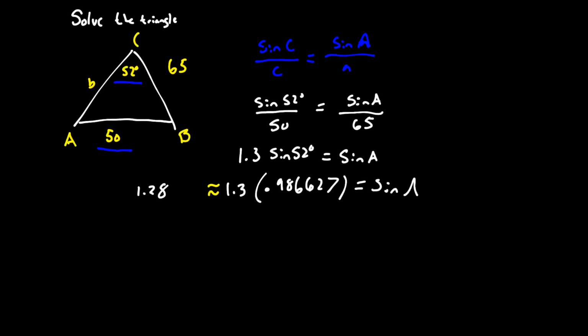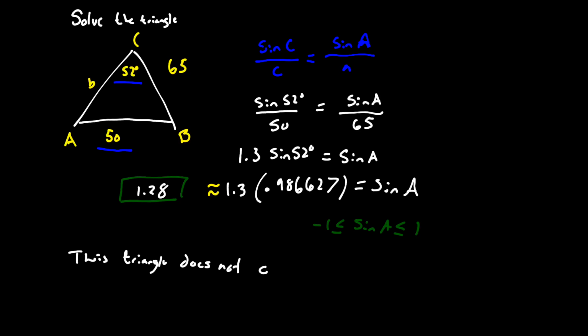Since this is equal to sine of A, we actually come to a contradiction. Since the range of sine of A is bounded between 1 and -1, and this value falls out of that range, there can't exist a triangle that meets all these conditions. So the solution is this triangle does not exist.